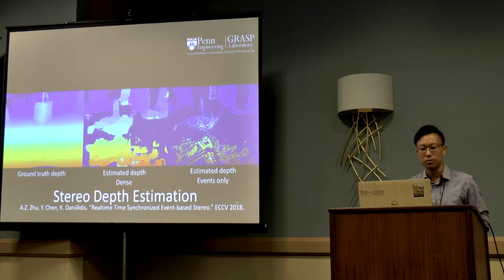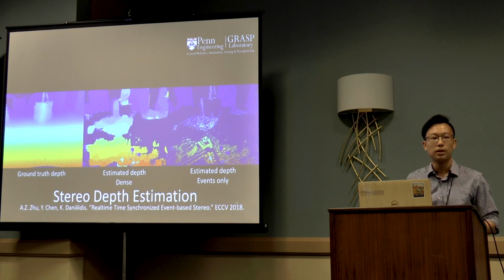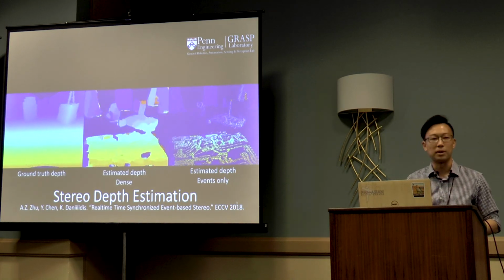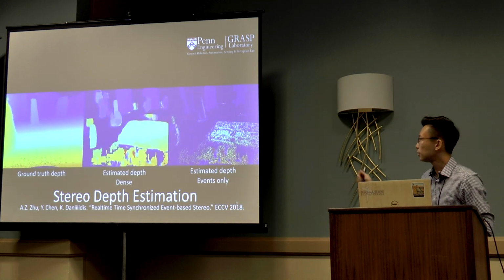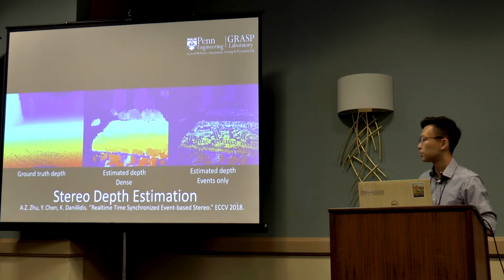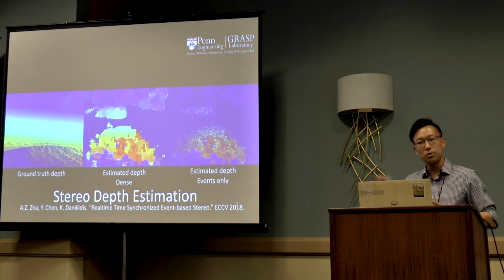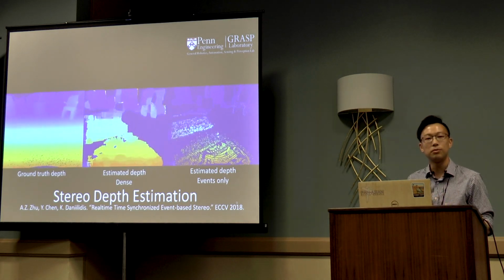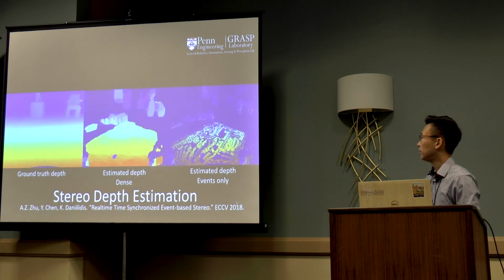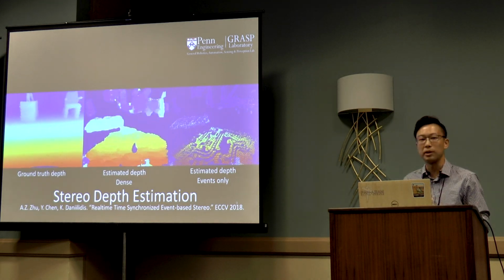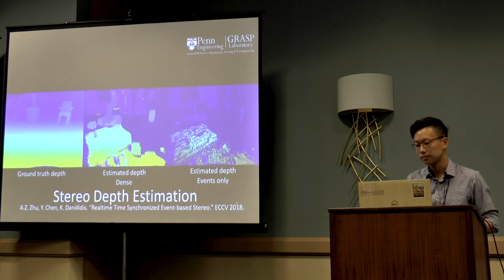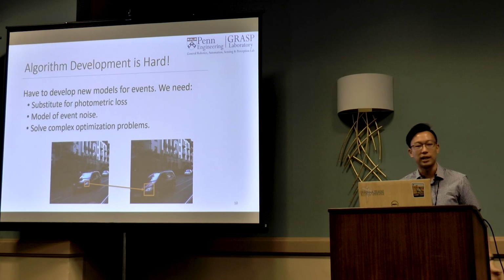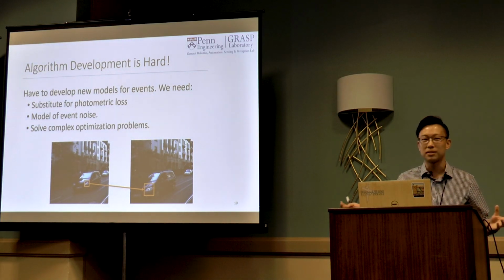Finally, we've also worked on stereo depth estimation. So given two event cameras mounted horizontally next to each other, how do you estimate the depth of every pixel in the scene? In this work, we leverage the assumption that we know the camera motion. And if you do this, it turns out that you can use this kind of event focusing technique to improve your depth estimates. So now we're able to get very accurate depth estimates from a stereo pair of event cameras as well.